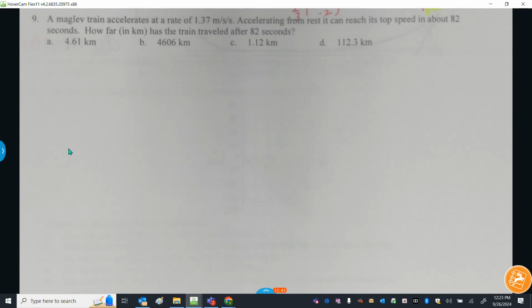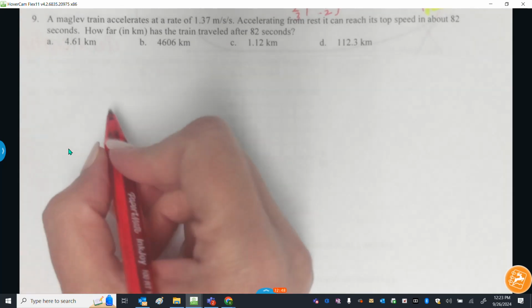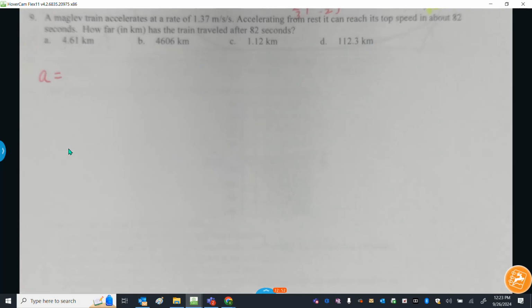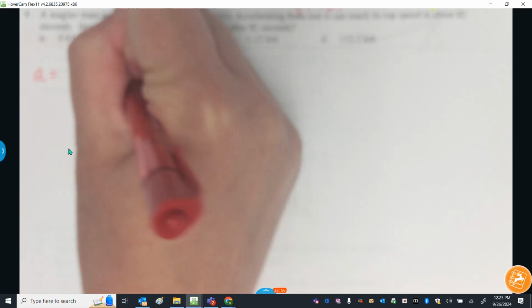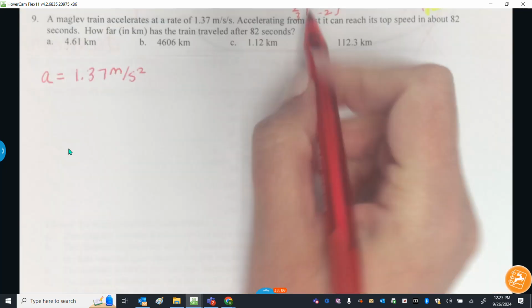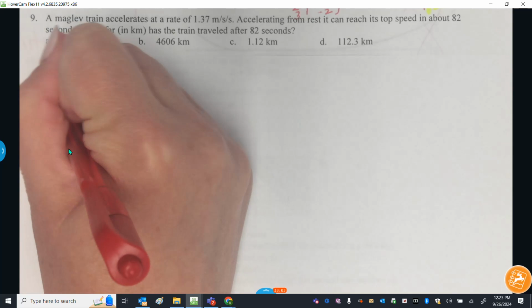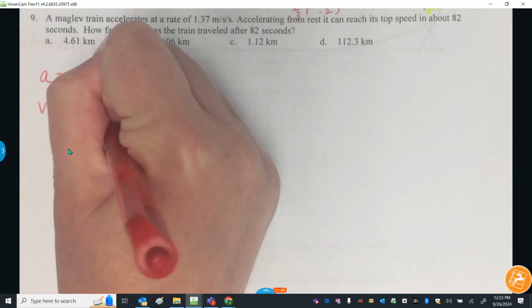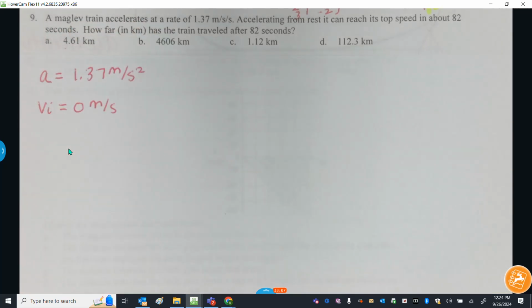As I approach this calculation problem, we're going to do the same thing we've been doing, and that is labeling the information that we're given in the question. I have an acceleration of 1.37 meters per second squared. I know that it's accelerating from rest, which means it has an initial velocity of 0 meters per second, initially at rest. It can reach its top speed in 82 seconds, that's a time.